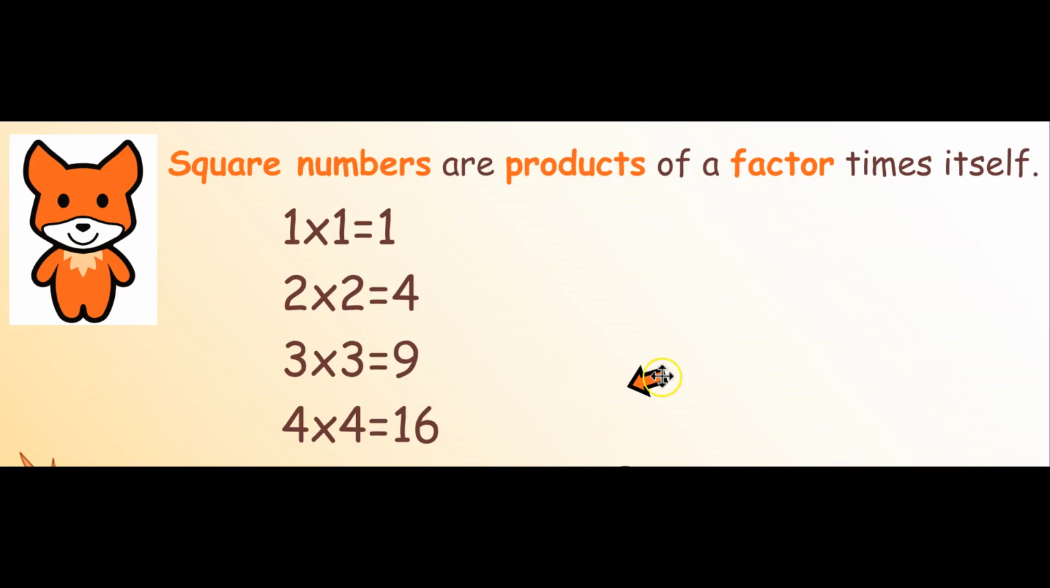Here's some vocabulary you need to know. Square numbers are the products of a factor times itself. The factor is the number we're multiplying. The product is the answer to a multiplication fact. 1 times 1, square number is 1. 2 times 2 gives us the square number 4. 3 times 3 gives us the square number 9. 4 times 4 gives us the square number 16.